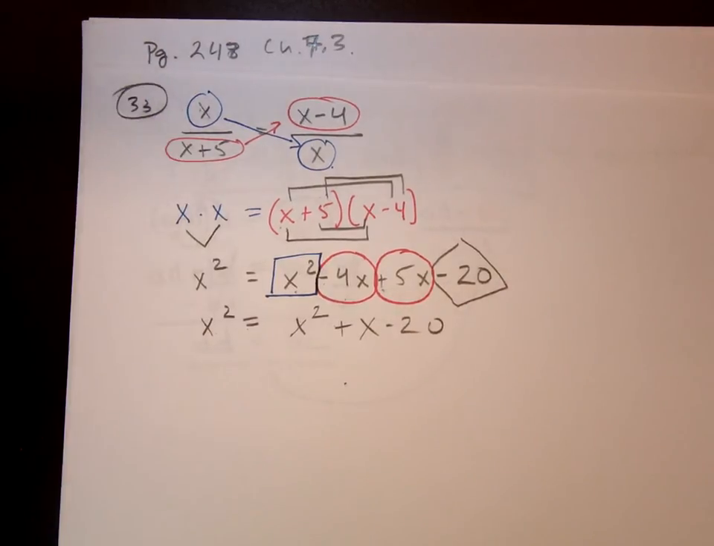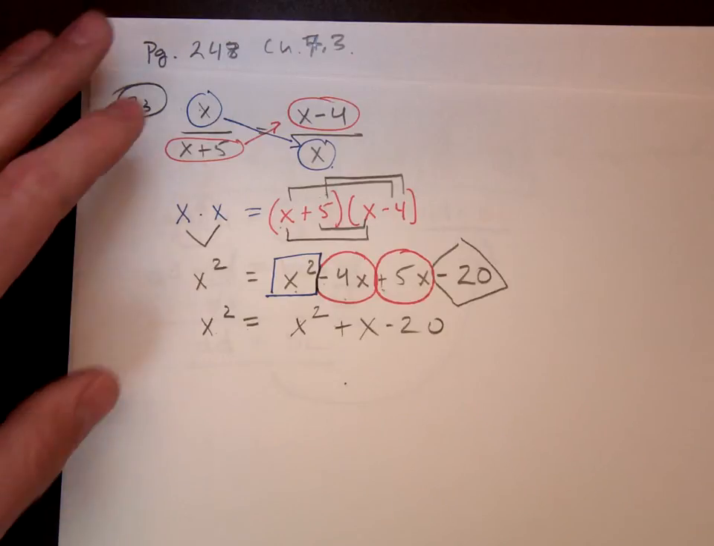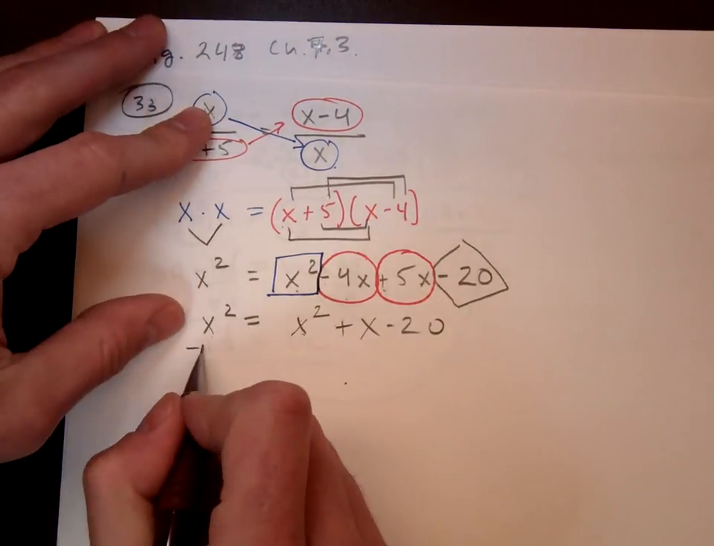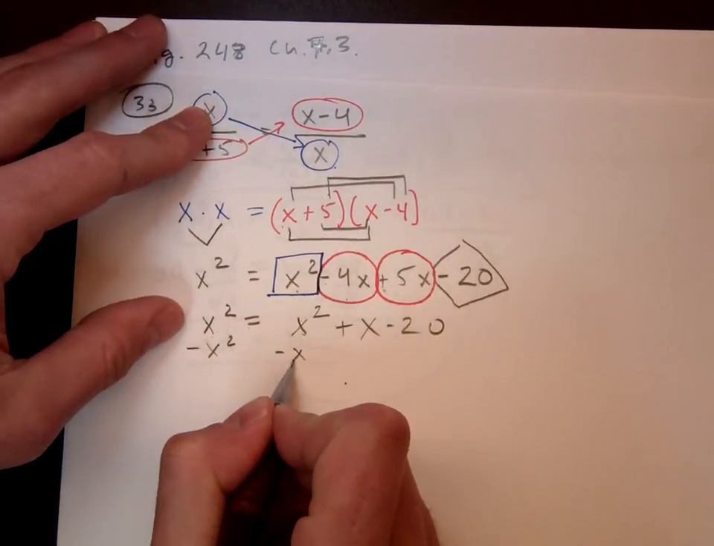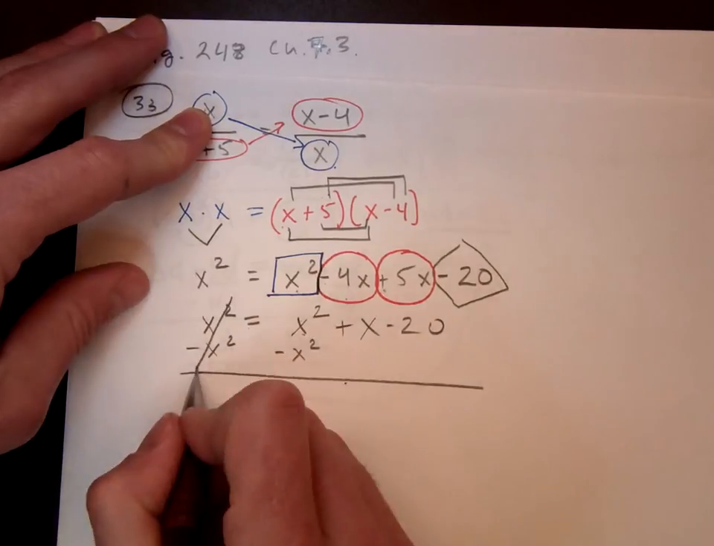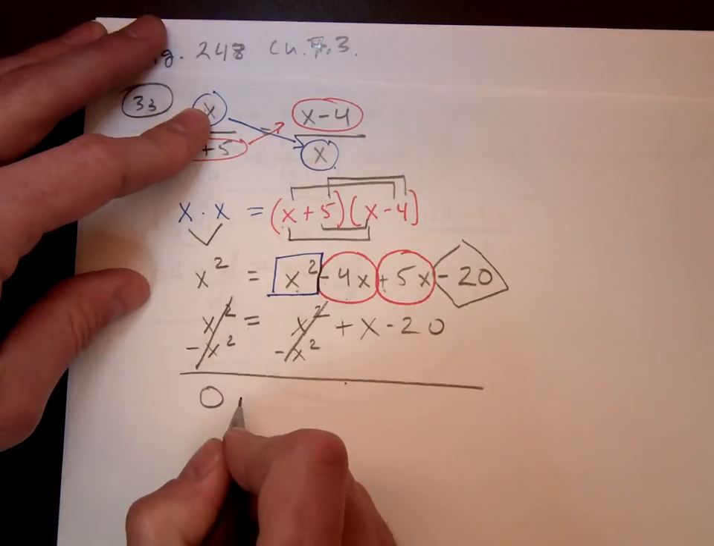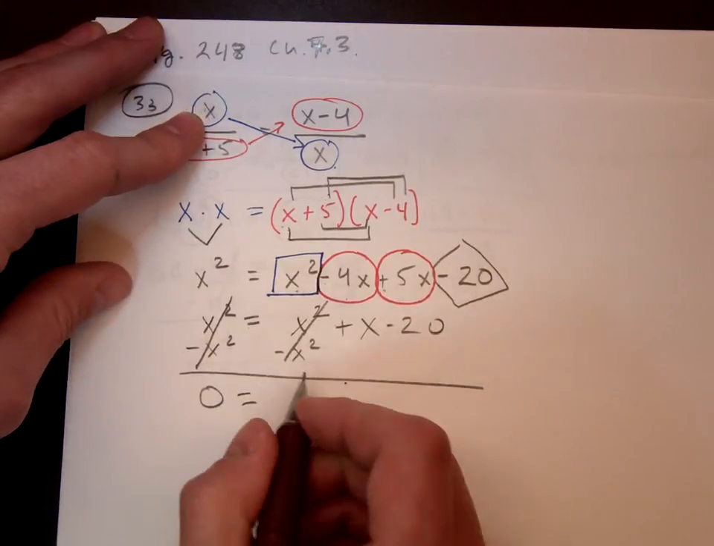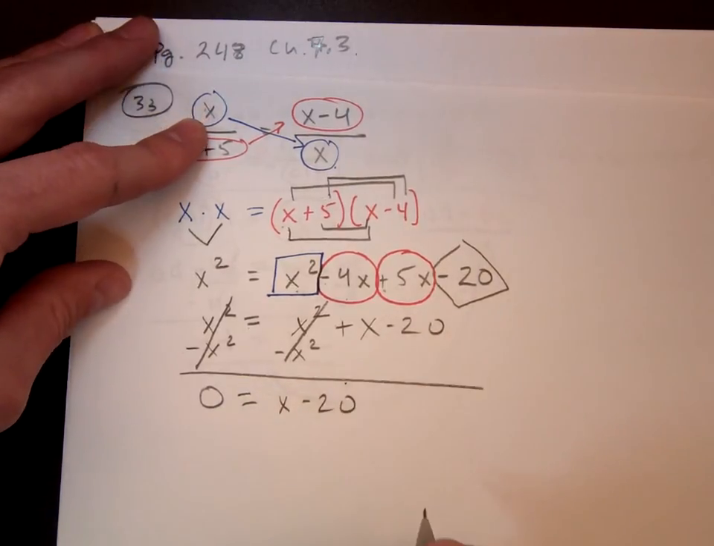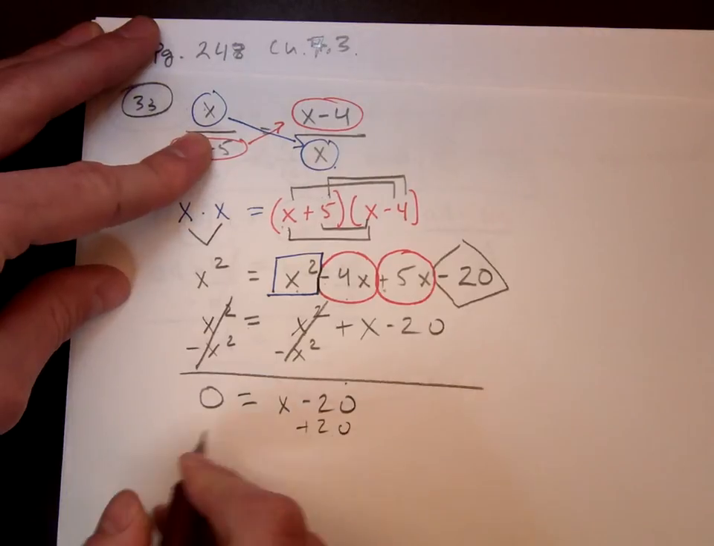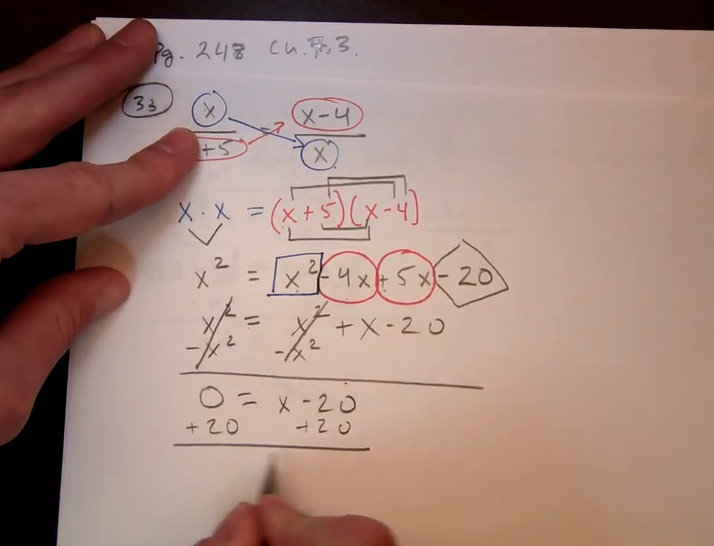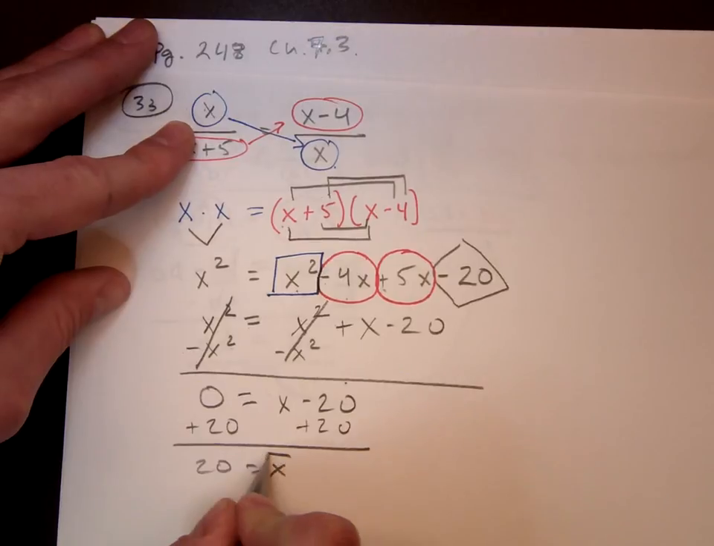Now, fortunately, we're not going to have to factor in this particular case because we have an x squared on both sides. We're simply going to subtract x squared from both sides. That cancels us out, so we have 0, since x squared minus x squared is just 0, equal to x minus 20. Add 20 to both sides so we can isolate x, and we're left with x is equal to 20.